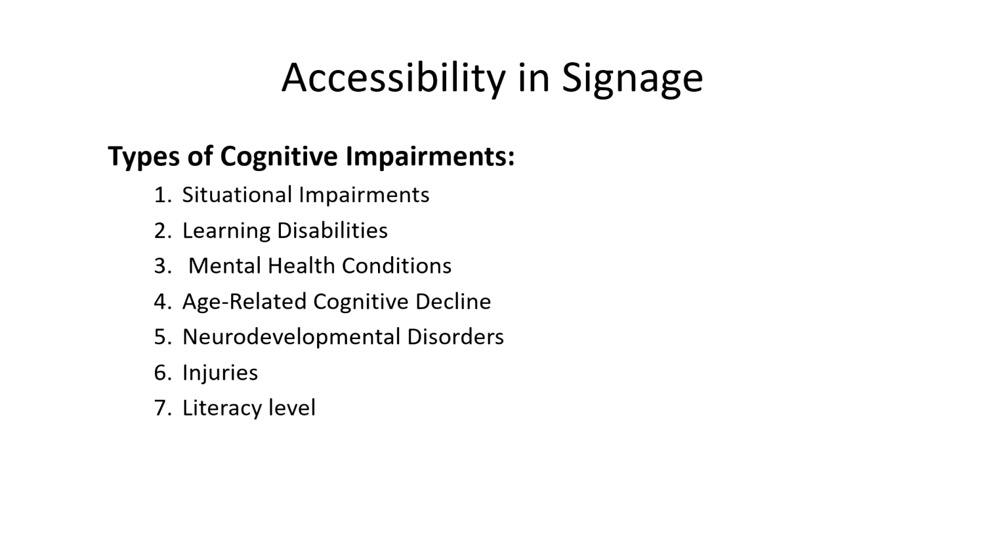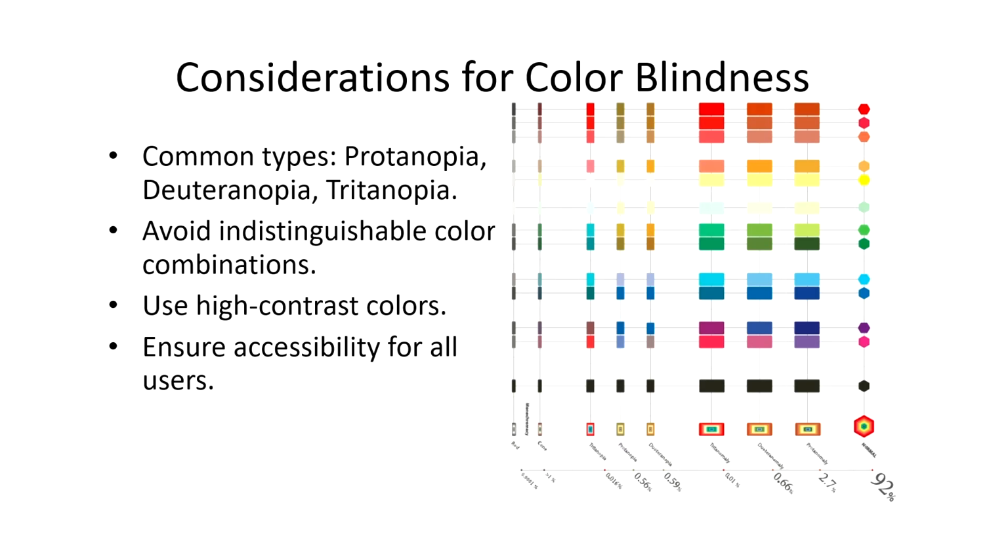Understanding the different types of cognitive impairment is essential for designing environments, products and services that are inclusive and accessible to individuals with diverse needs. By considering these factors, one can create solutions that accommodate a broad range of cognitive abilities and enhance the overall usability and user experience. Now, let's talk about the considerations for color blindness.